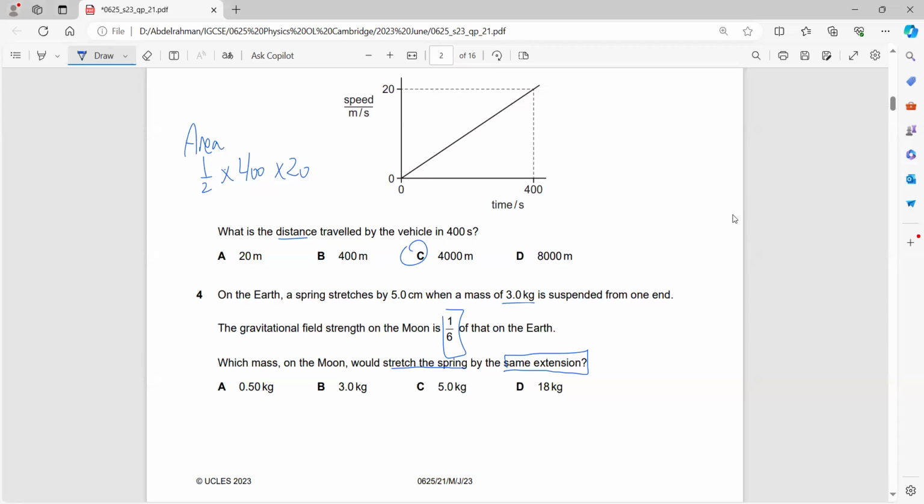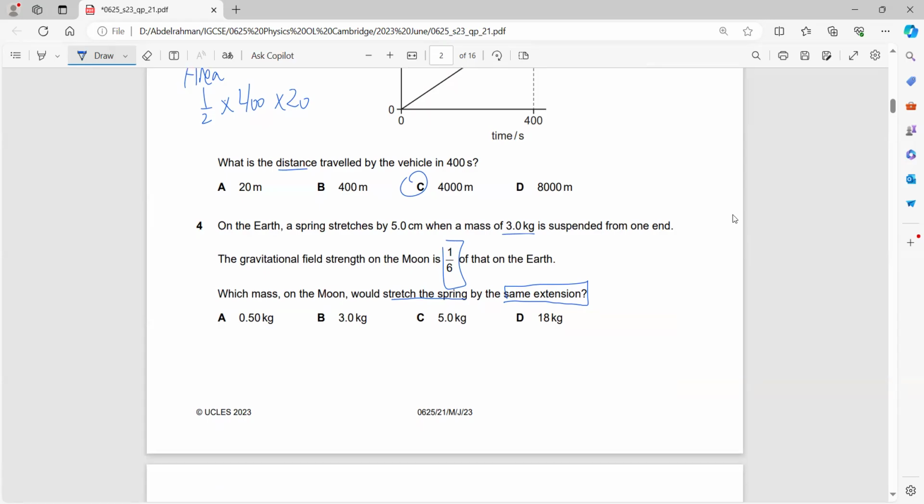For you to have the same weight, you need to multiply the mass by 6. So if the mass initially was 3 kilograms, you multiply 3 times 6, that would be 18 kilograms. So 18 kilograms on the moon has the same weight as 3 kilograms on Earth. That's it. Okay?